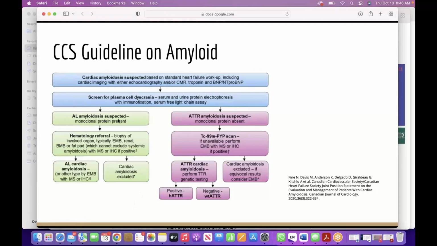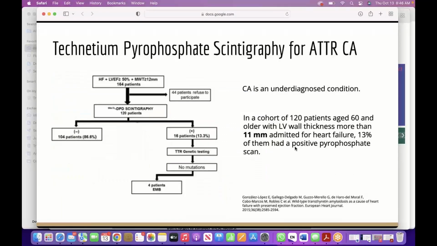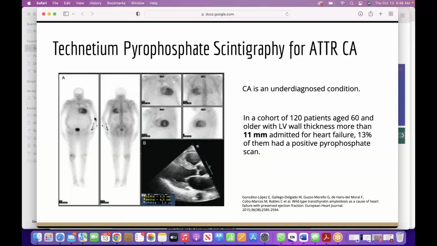If AL amyloid is ruled out on that basis and ATTR amyloid is suspected, the next step is essentially doing a technetium pyrophosphate scan, which is highly sensitive and specific for ATTR amyloid. And this is the study using pyrophosphate scanning that showed that 13% of patients over the age of 60 with HFpEF were positive for ATTR using pyrophosphate. And this is what a positive scan might look like.